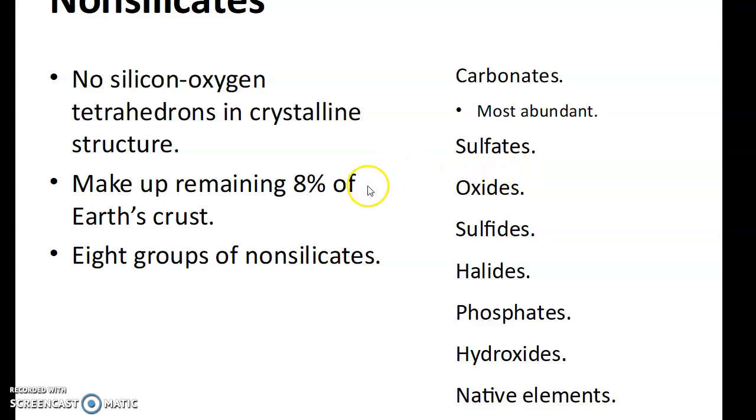Sulfates consist of sulfur and some other metal. Oxides, they consider any of the other metals and oxides, ferric oxide, for example. The sulfates have sulfur and oxygen and some other metal. The sulfides don't have oxygen in them. The halides have one of the halogen members plus one of the metals. Phosphates are phosphorus and oxygen plus some metal. Hydroxides, you have your OH as an ion in these, not as an alcohol bond like we had last week. And then you have your native elements. There's a few of them, like copper and gold and silver, that exist all by themselves.